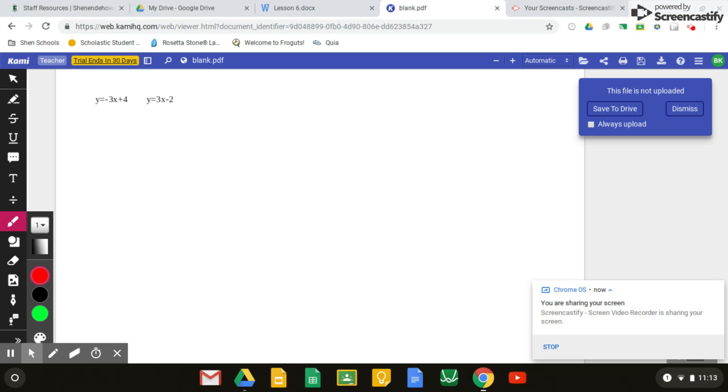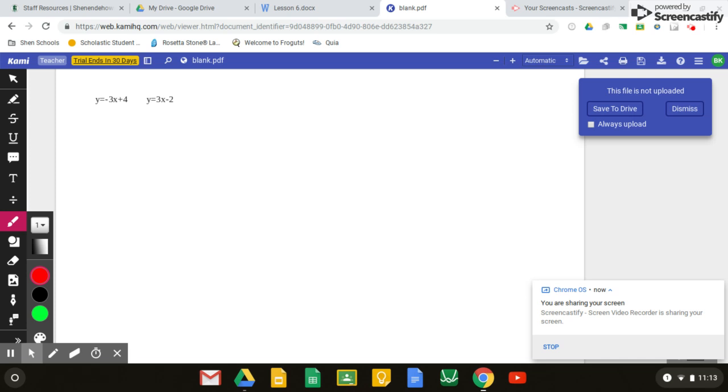All right. So we have y equals negative 3x plus 4 and y equals 3x minus 2. What we're going to do here is we're going to solve for x and y. So this is a systems of equations, which we're going to need this skill in order to do our next part of trig. All right. So we have to solve for x and y. So whenever you have something like y equals negative 3x plus 4 and y equals 3x minus 2, we're going to use substitution to help solve.